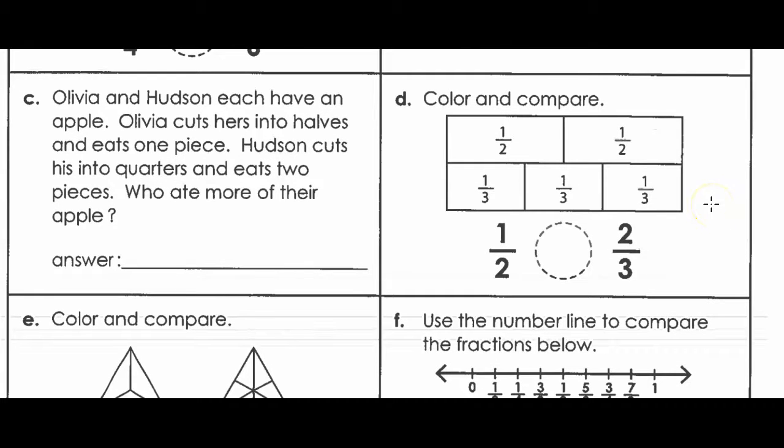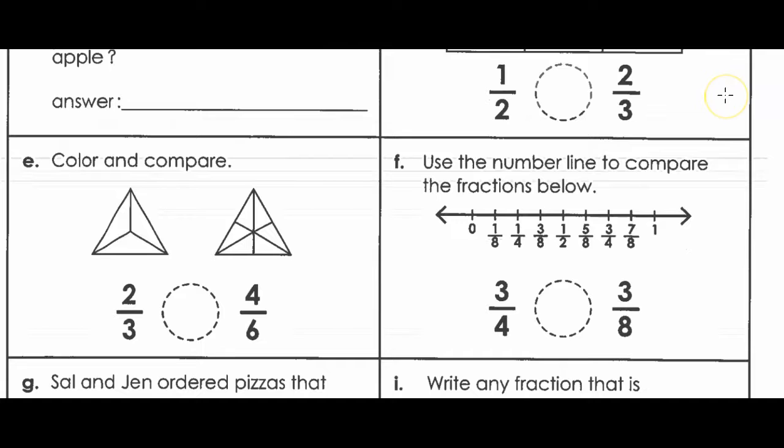Olivia and Hudson each have an apple. Olivia cuts hers into halves and eats one piece. So that means she has a half left. Hudson cuts his apple into quarters. So here's Olivia. She has a half and she eats half of it. Hudson cuts his apple into quarters like this, and he eats 2 pieces. So he eats that. Okay, who ate more of their apple? Think about it. Okay, and then E and F, again, you're comparing fractions.